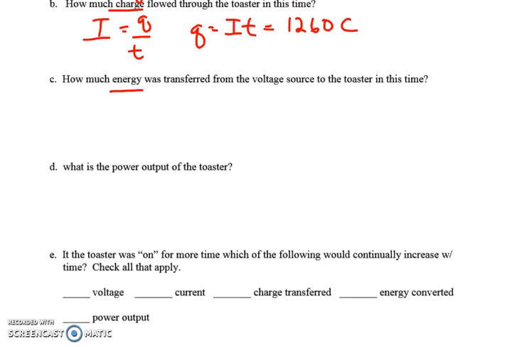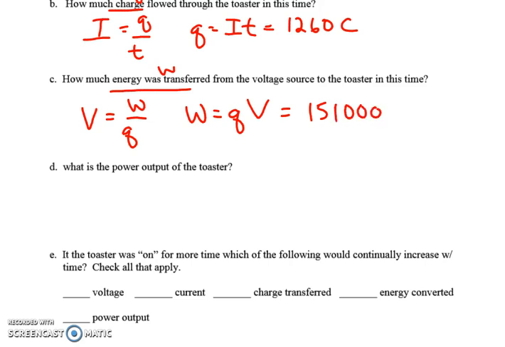All right, how much energy was delivered or transferred from the voltage source? The most direct equation is that we know voltage by definition is energy per unit charge. So the energy delivered is the amount of charge moved multiplied by the voltage it goes across. So we take the 2 numbers that we already have and we get roughly 151,000 joules. So that's a lot of energy. But a joule is a small amount of energy, so don't be deceived by that.